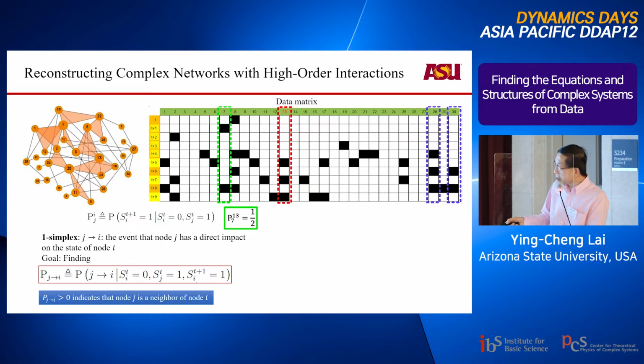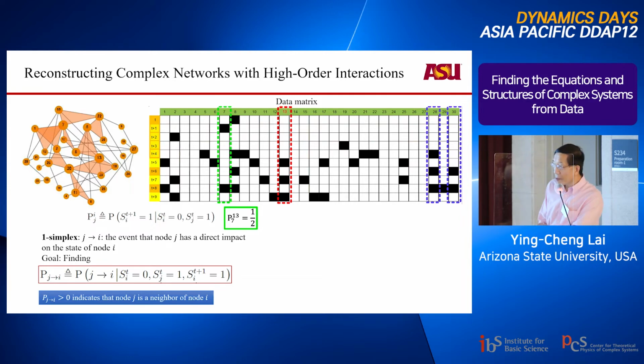And then there's 1 simplex, basically j to i, an event that node j has a direct impact on the state of node i. So our goal is to find the probability that node j has a direct impact on node i. Basically, it's denoted as the conditional probability that it has some influence, under the condition that at time t, the state of node i is 0, the state of j is 1, but at time t plus 1, the state of node i is 1. So we need to figure out this conditional probability.